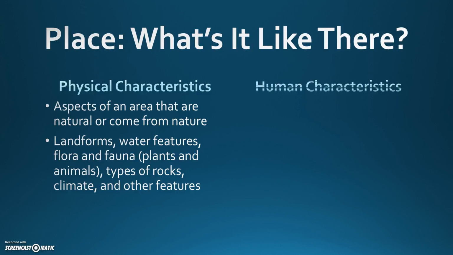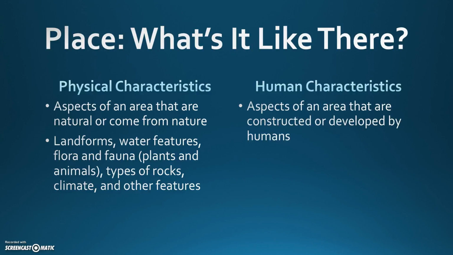The other category would be human characteristics. And these are aspects of an area that are constructed or built by humans and developed by humans. So this would include structures like buildings and dwellings, the types of buildings, the types of homes, that's what a dwelling is, that people live in an area would give us some clues about it.